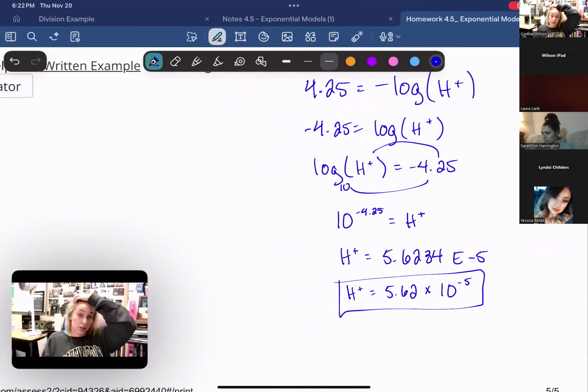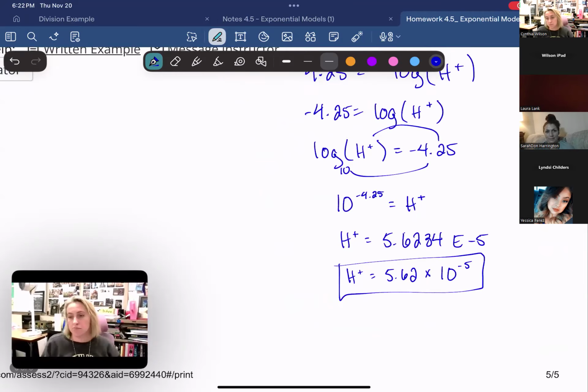Okay, I just learned what that little E thing meant today. I had no idea. I just thought it was a mistake. But now I know. It's scientific notation. Who knew?